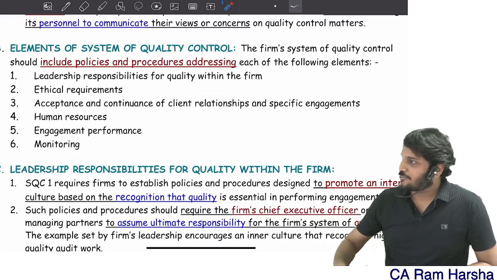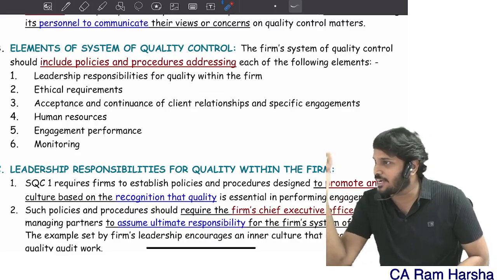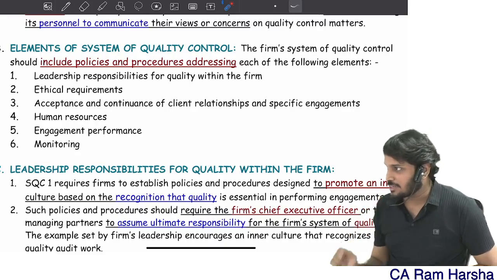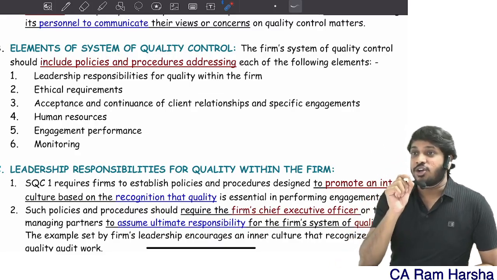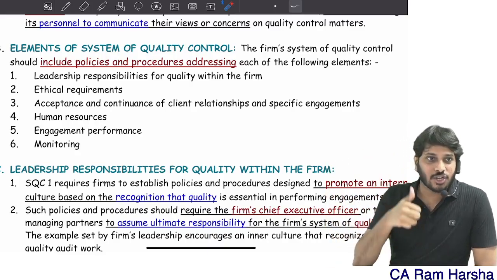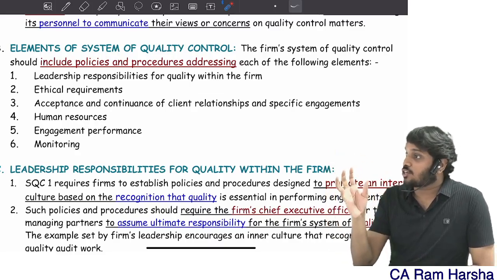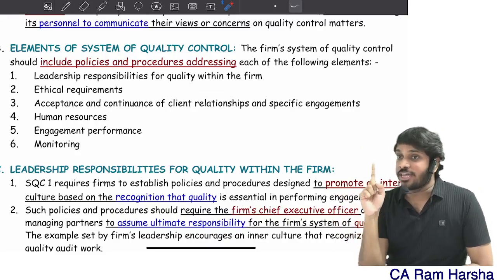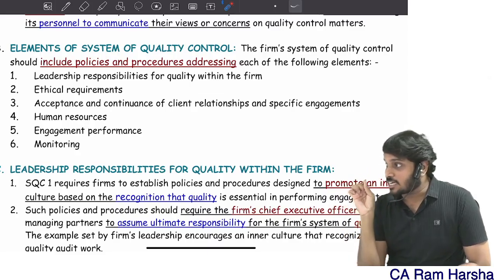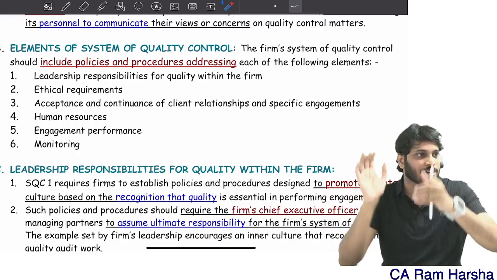You are getting it? Of course, mostly the users are limited users. Those reports are used by limited users, whereas an audit report is used by a wide range of users. Are you getting the point? So, normal engagement standards, auditing standard, review standard, assurance standard, related service standard, all talk about quality control, but they are talking about implementation of quality control. Whereas the standard on quality control talks about establishing the quality control policies.